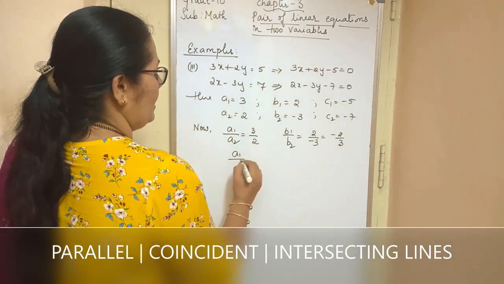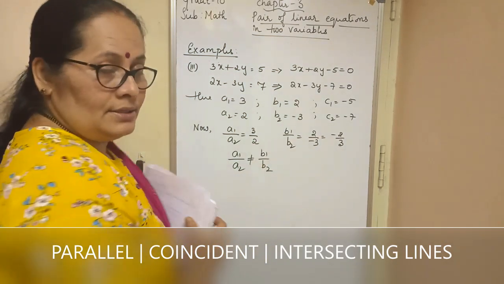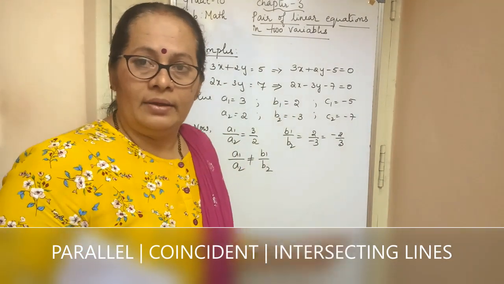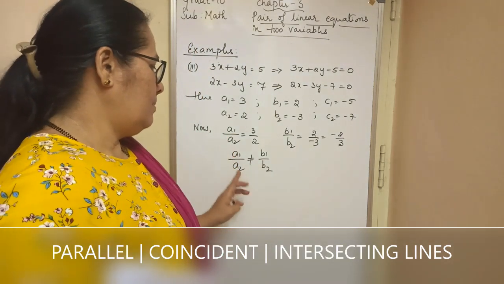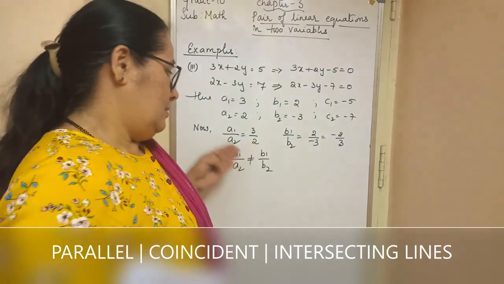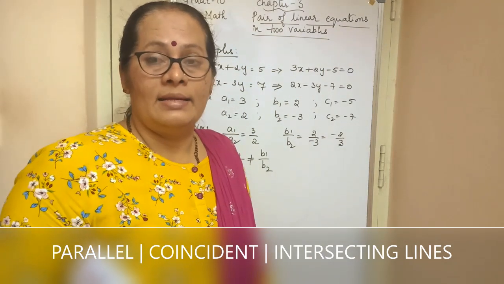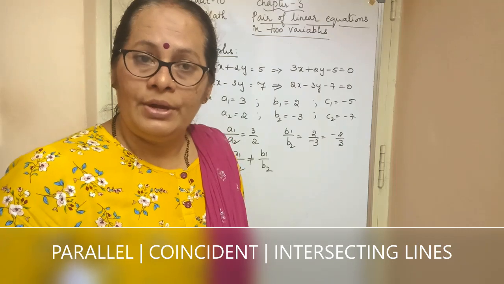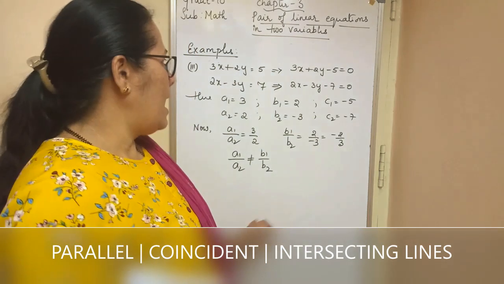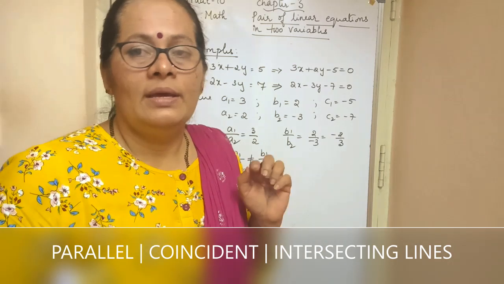Now, a1 by a2 is not equal to b1 by b2. Are they equal? These two ratios are equal? No, this is 3 by 2, this is minus 2 by 3. They are not equal. So a1 by a2 is not equal to b1 by b2. We say that the lines are intersecting. We get intersecting lines, and this pair of equations is called a consistent pair of equations.